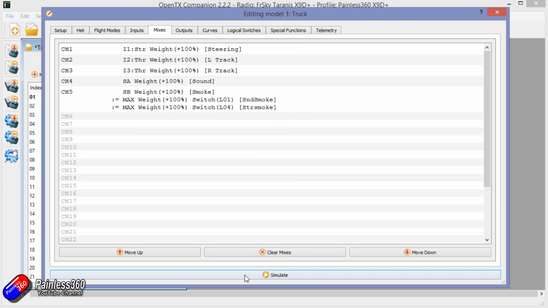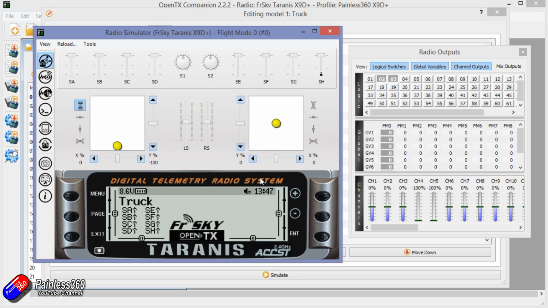Now what that means is I just simulate that. Here's my Taranis radio, switch B. Now if you remember, channel 5 is the one that has the smoke connected. So as I move switch B, there we go, look at that. I can turn the smoke on and off with a switch.